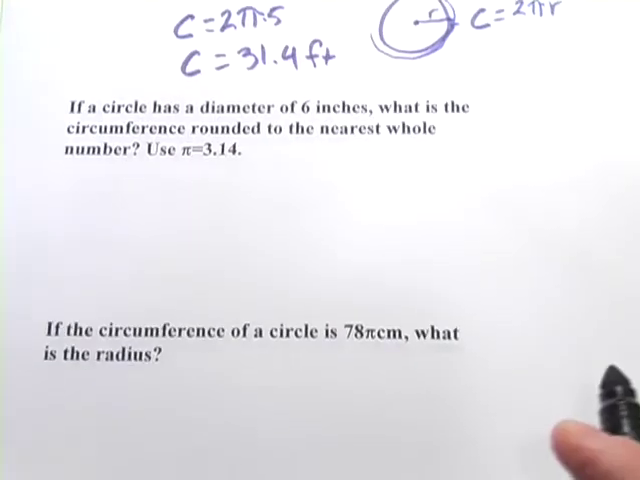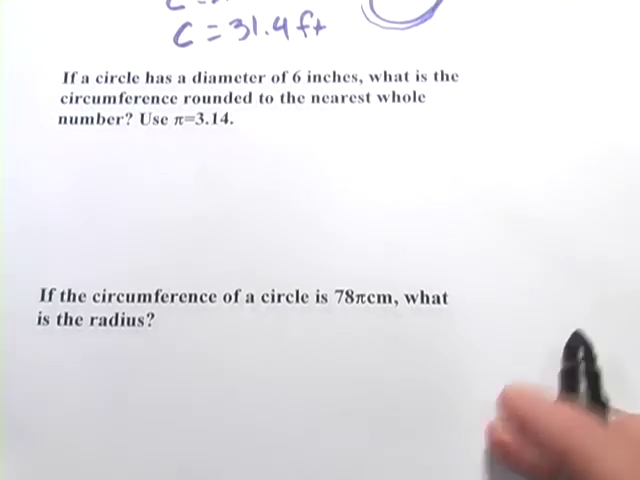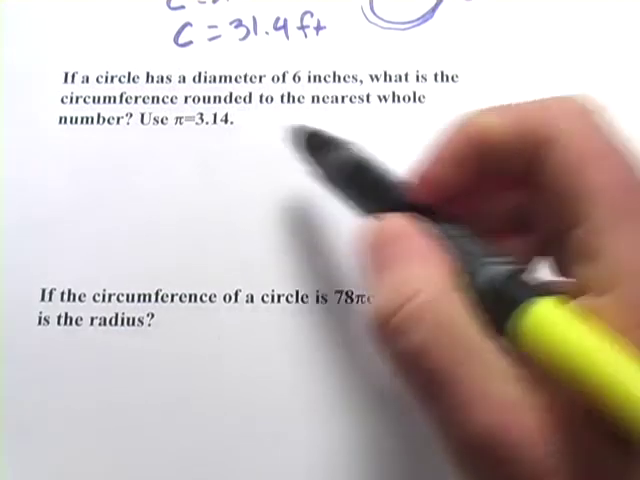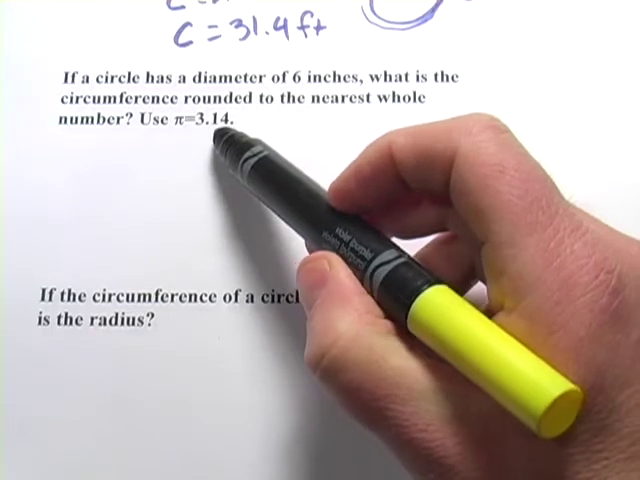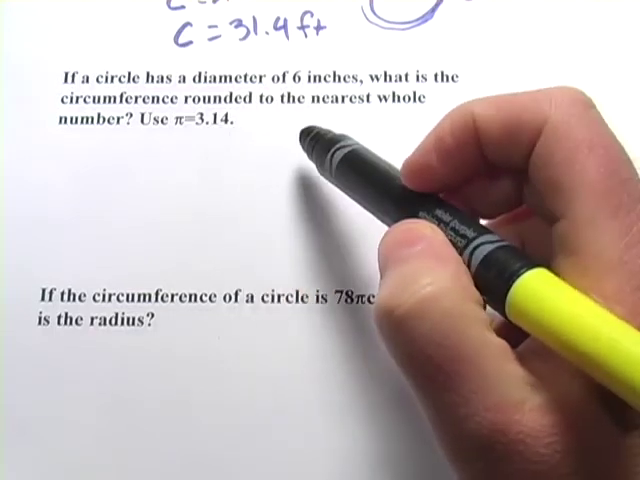Let's try another one. This one says, if a circle has a diameter of 6 inches, what is the circumference, rounded to the nearest whole number? And again, use 3.14 for pi. And here you've got to be a little careful.